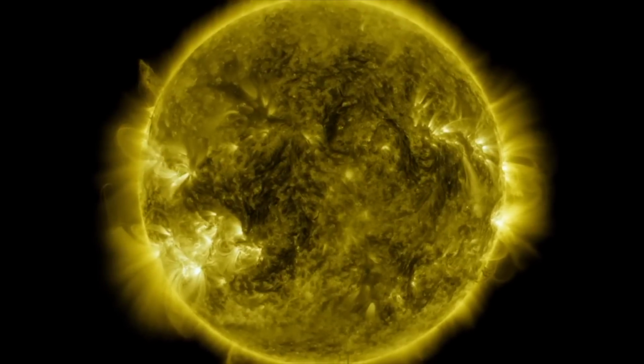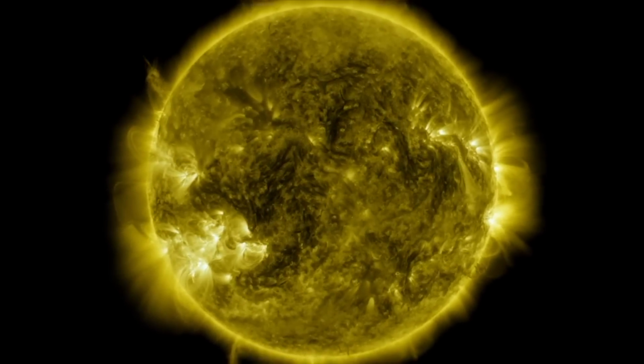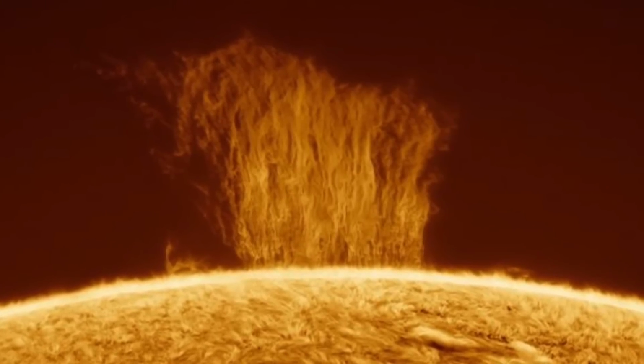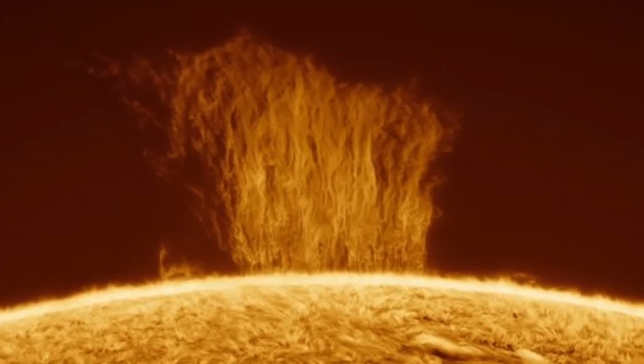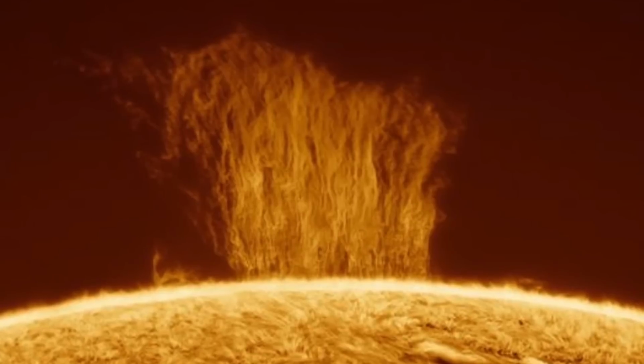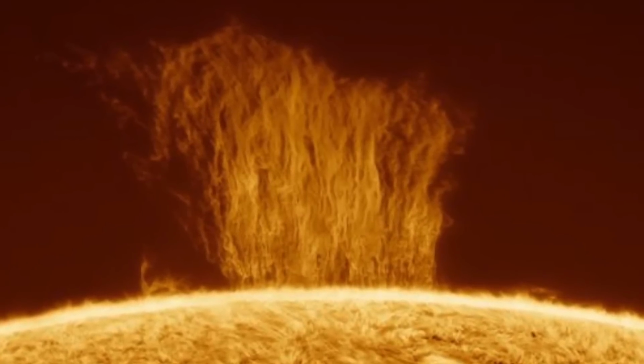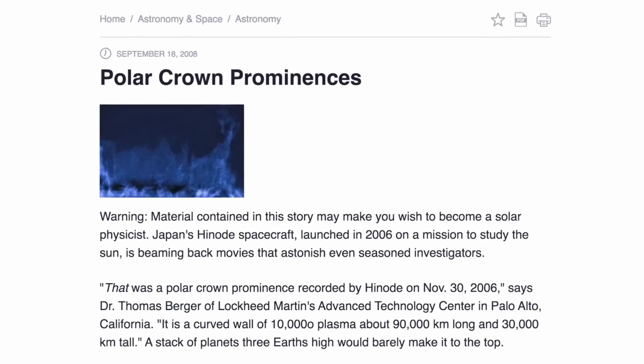Outside the streamer belt range, nearer the sun's poles, the plasma is in the form of laminar, closely spaced but diverging filaments. It's quite possible, I think likely, that electric current is entering the sun in these polar regions in what are called polar crown prominences.